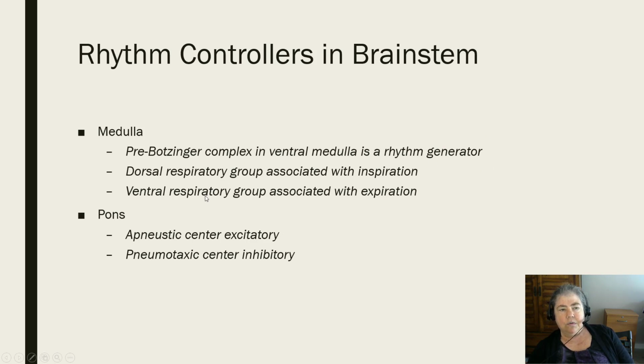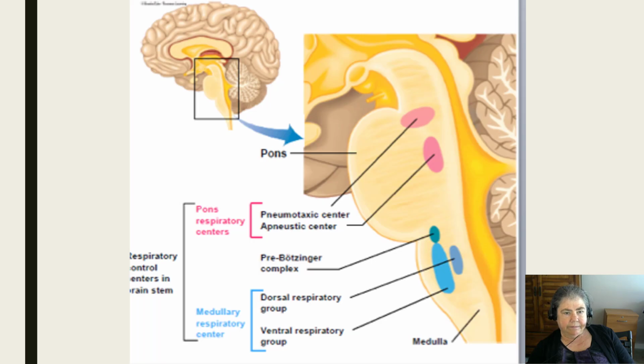And then two groups of neurons that are associated with inspiration and expiration. And in the pons, there are centers that are excitatory to increase rate and rhythm and inhibitory to decrease rate and rhythm. So all of these neurons are connected and working together to control rhythm and depth of breathing.